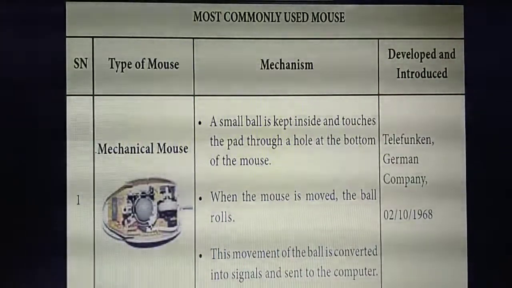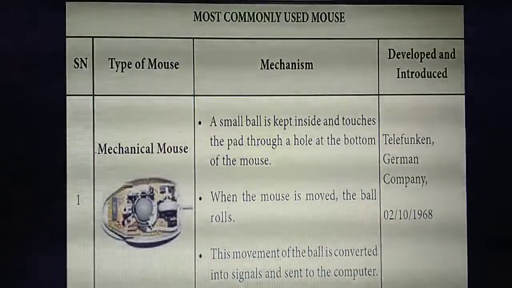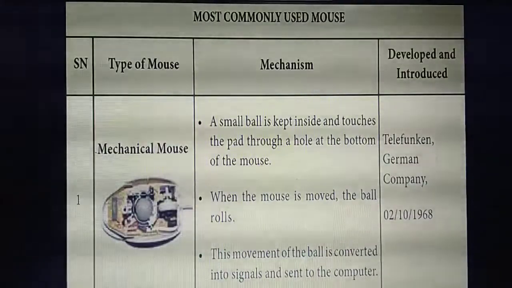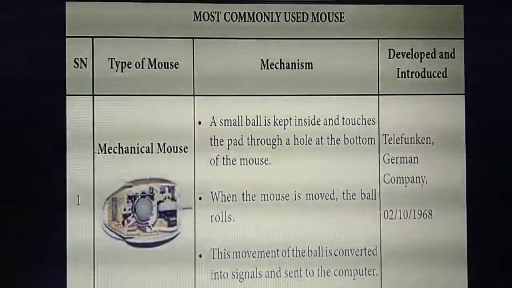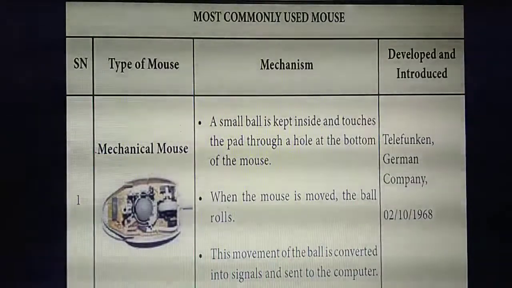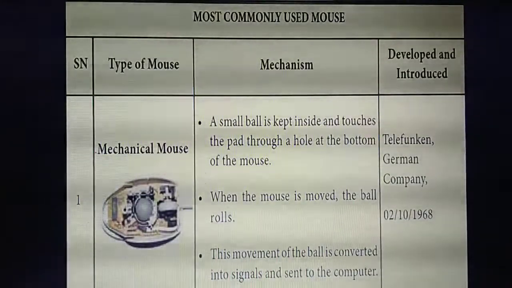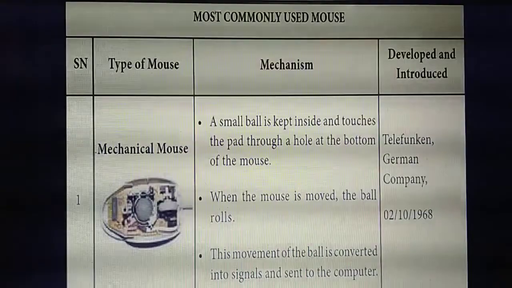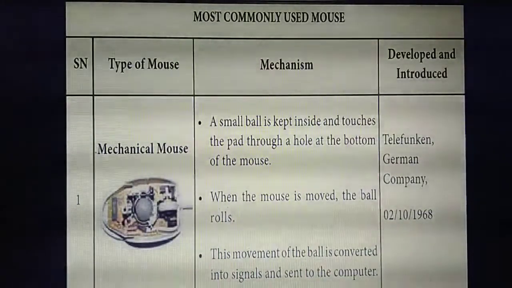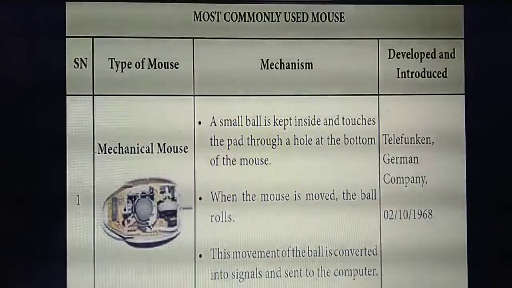Okay. Here there are 3 types of mouse. How many types of mouse are there? 3. So one by one we are going to study. This is a very important 3-mark question. If they ask for the 3-mark question, you should draw this tabular column. Understood?